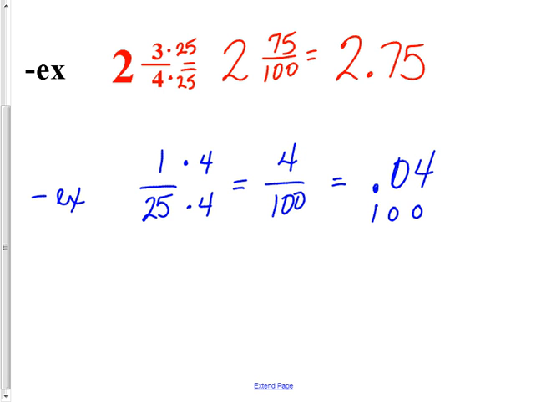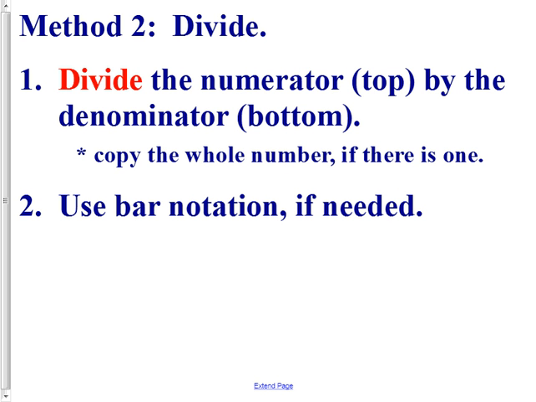Now, method 1 is fabulous. However, it doesn't always work because not all denominators are factors of 10 or 100 or 1,000, and so on. So we have to have a second method, and that method is to divide. Remember, a fraction really is a division anyway, so we need to divide the numerator, which is the top number, by the denominator, which is the bottom.